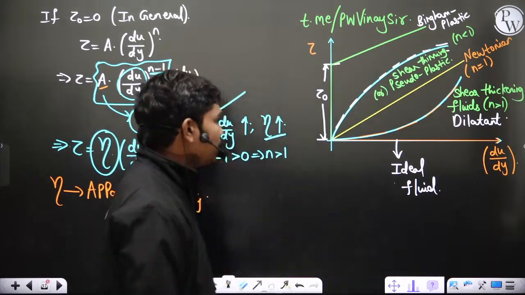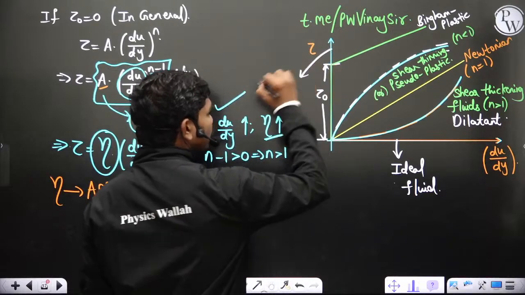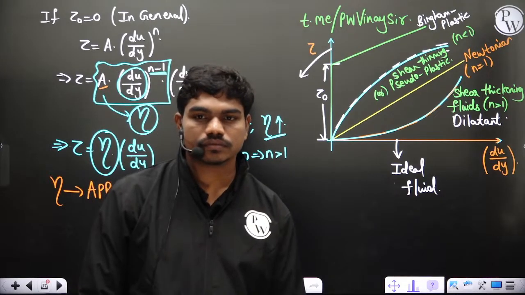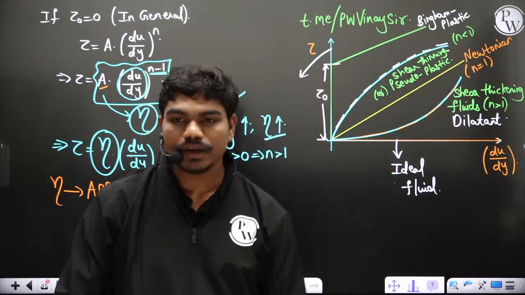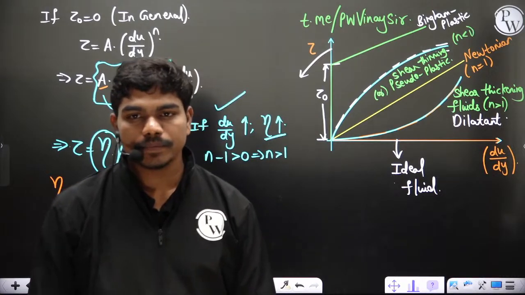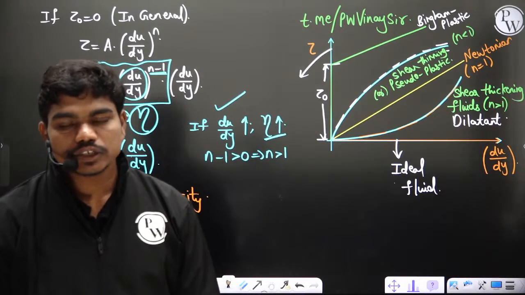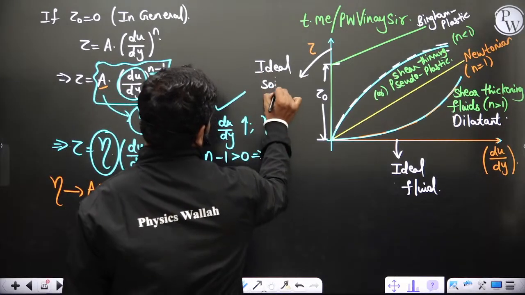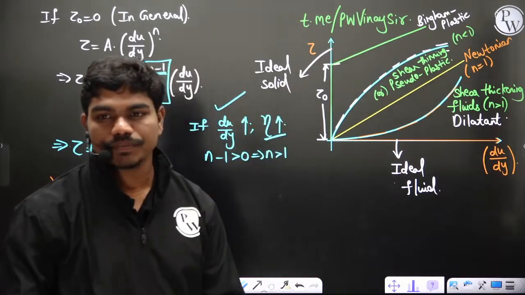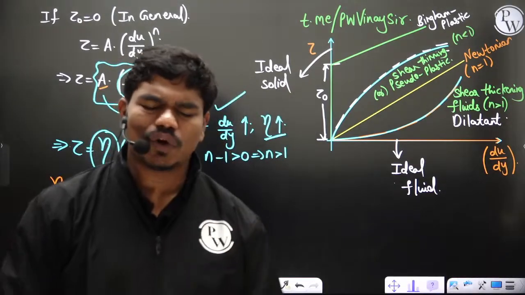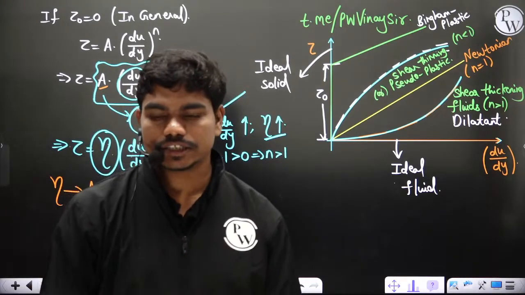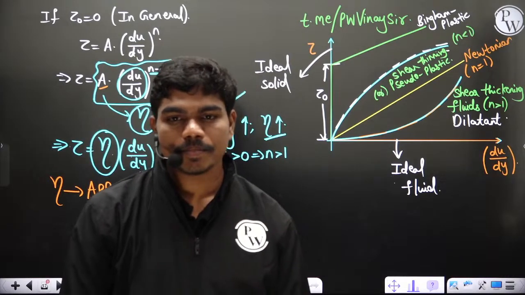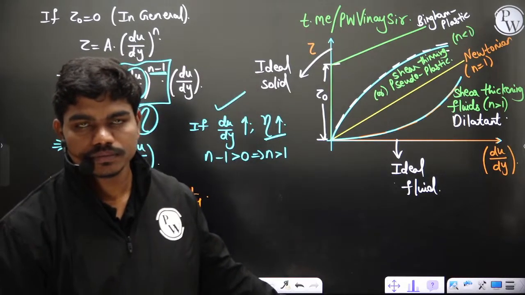So mu is 0, and clearly this vertical line, can anyone tell me what this vertical line actually is? Solid, obviously. This is an ideal solid, a perfectly rigid body. Because as much as you apply shear stress, whatever you do, you cannot displace the particles. Practically it is a rigid solid. Clear to all of you?